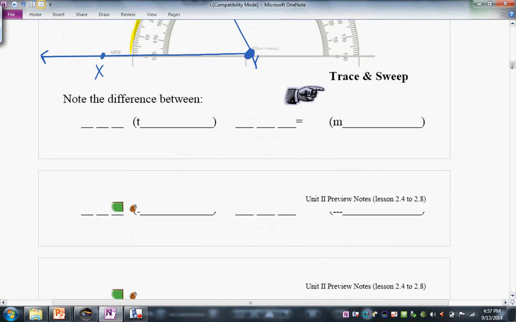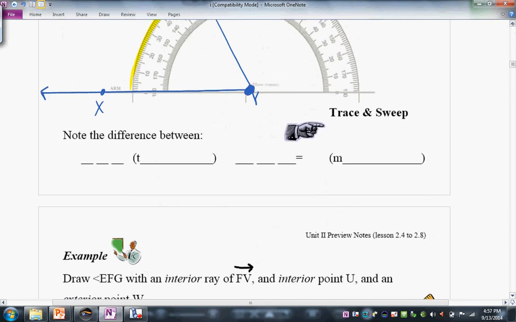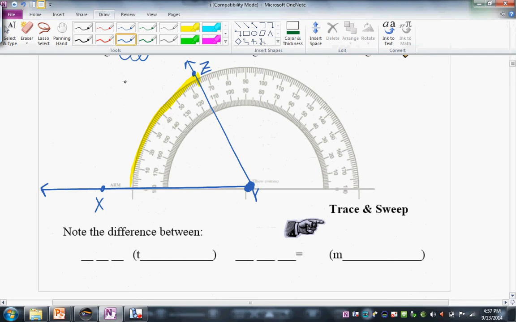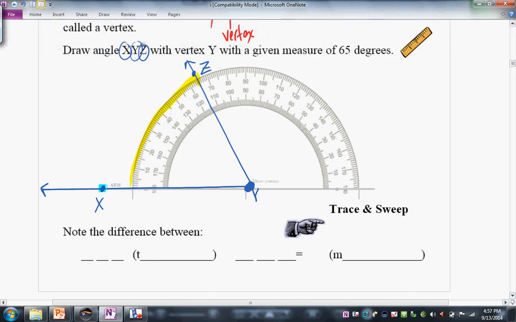Now, it's very important, every time you draw an angle, get used to what's called trace and sweep. So when you have angle X, Y, Z, you should trace it. X, Y, Z, trace, and that's called sweeping.